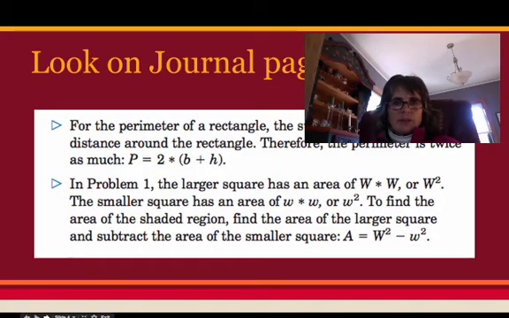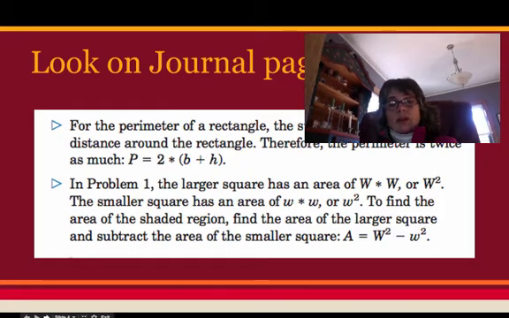Slide 4. Here we go. The perimeter of a rectangle, the sum of B and H is half the distance around the rectangle. Therefore, the perimeter is twice as much. So P is for perimeter. And then you have equals, which is an important thing. P equals 2 times B plus H. And that's B plus H in a parentheses.